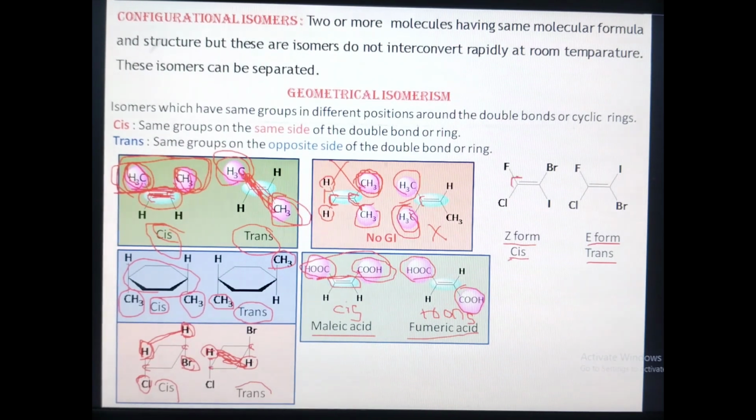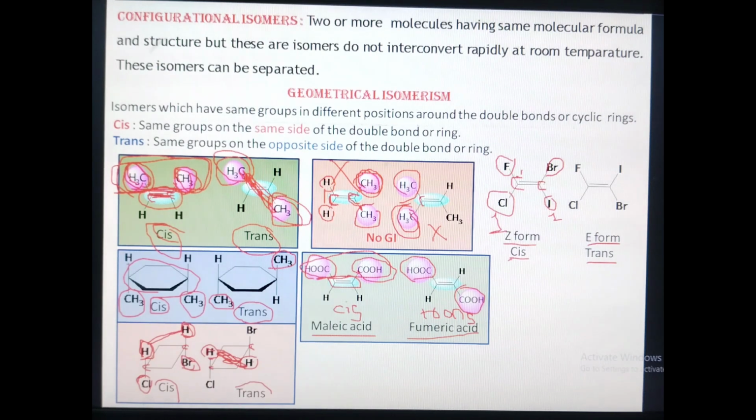We have to consider this carbon atom. Fluorine and chlorine are attached to this first carbon atom. We have to give priority to the atom having the higher atomic number or higher mass. Out of fluorine and chlorine, chlorine gets a higher priority than fluorine, and out of bromine and iodine, which are attached to the same carbon atom, iodine gets the higher priority.